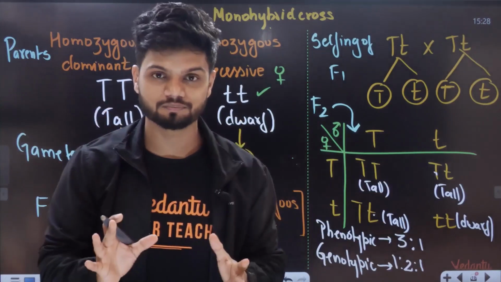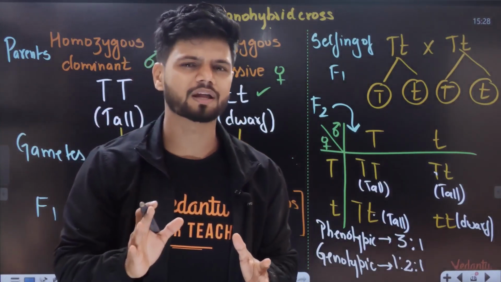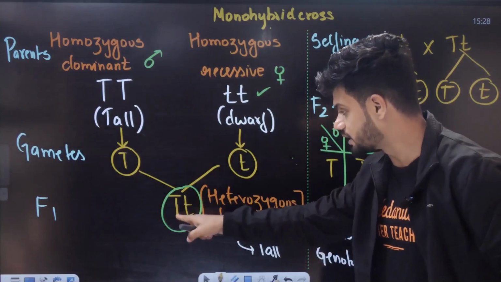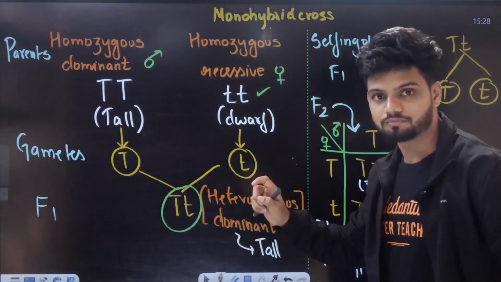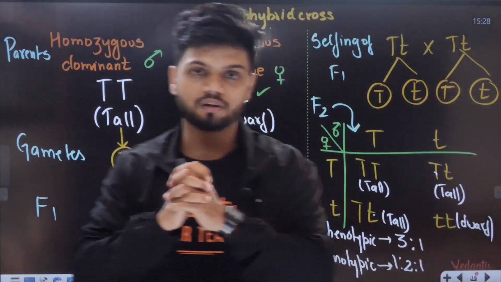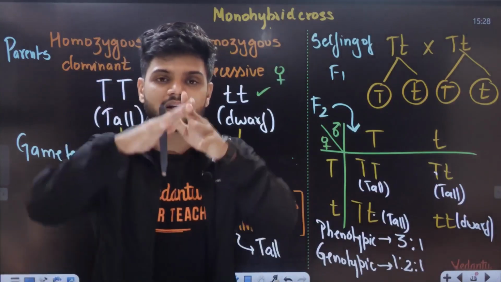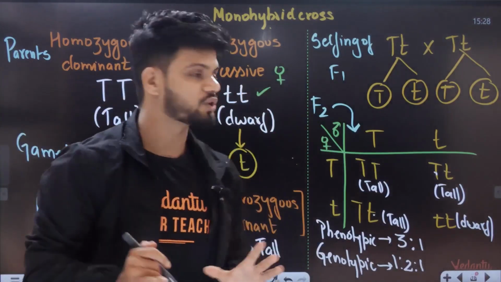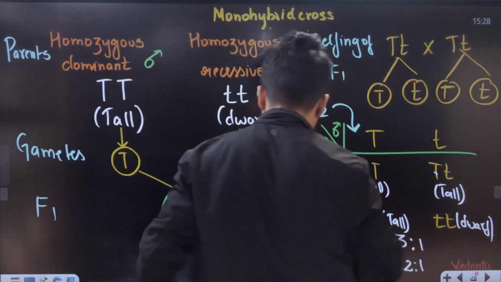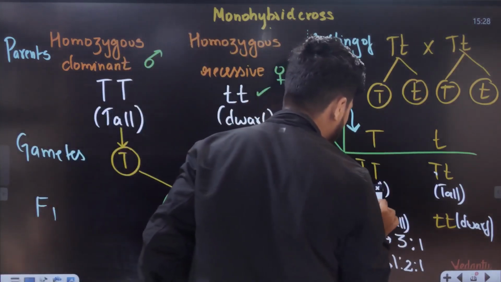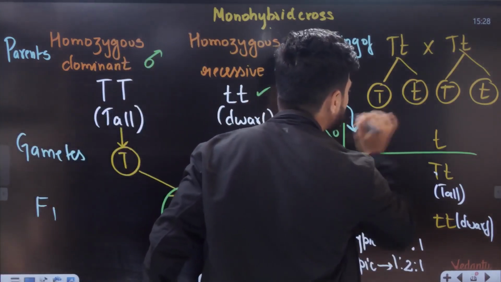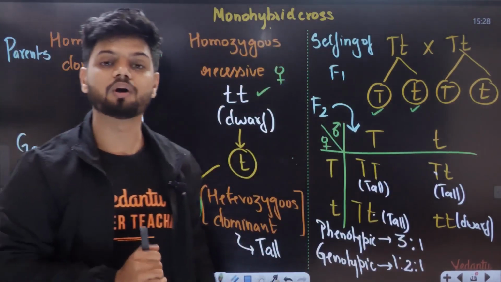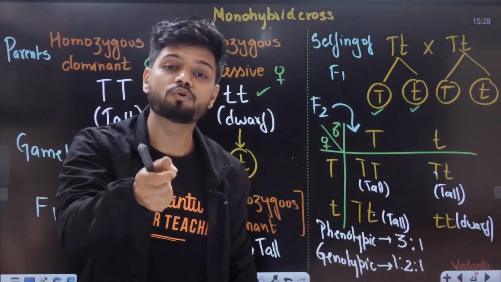gamete formation. Understand, very important line. When two alleles are present together, they do not show blending. They will segregate separately during gamete formation. Look here, during gamete formation, what do we have? We had capital T separate, small t separate. Yes or no? That's why it is called the law of purity of gametes.